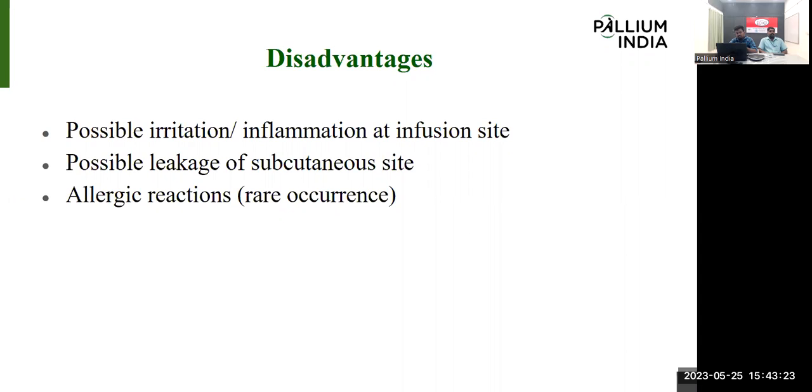Then the final one, some allergic reaction also we can expect. In some cases, the adhesive tape, micropore or occlusive dressing, whatever we use for securing the set on the subcutaneous space, may be allergic to some patients, and an allergic reaction will happen on that area. It will happen very, very rarely. So these are some of the minor disadvantages that may happen while giving a subcutaneous injection.